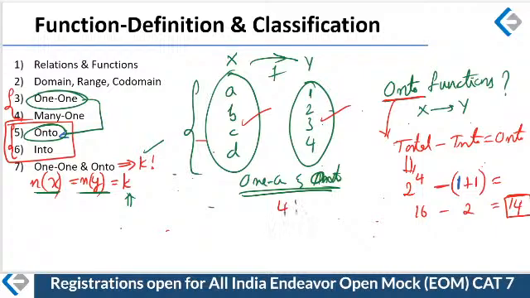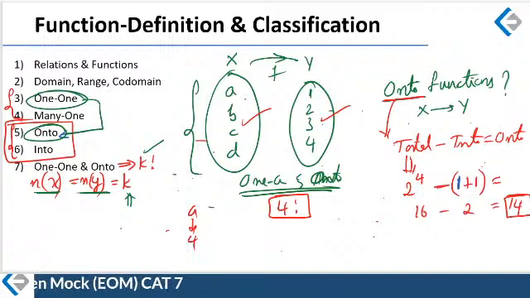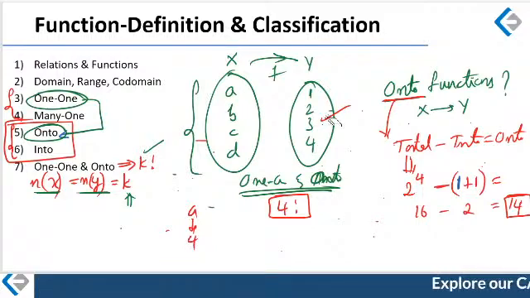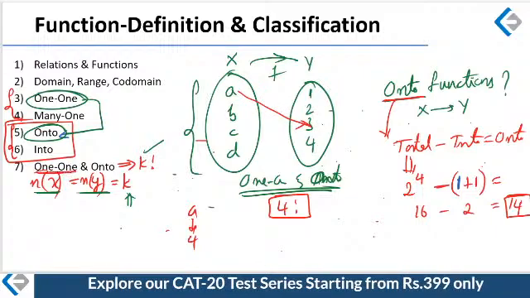My answer is going to be 4 factorial. Simple. We know that A can be mapped in 4 ways. Assume that A is mapped with 3. Something like this, A mapped with 3. Because it has to be one-one.